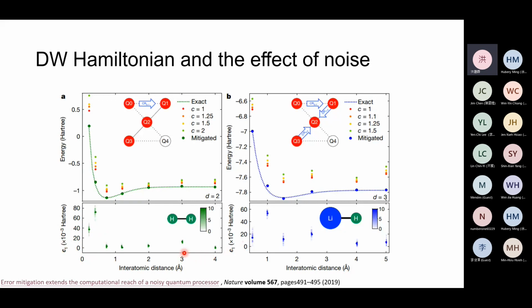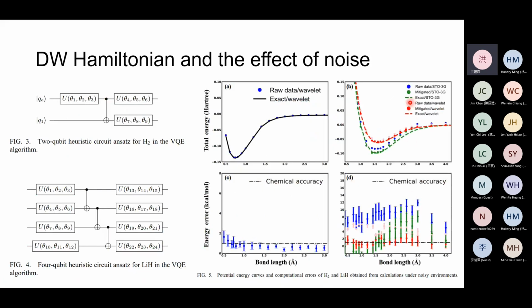The chemical accuracy here is roughly 10 to the -3 Hartree. So you can see most of their points cannot achieve chemical accuracy. Here, we intend to compare our results with that previous study. So we perform quantum simulation using the second quantized Hamiltonian based on the minimal Daubechies wavelet molecular orbital for hydrogen and lithium hydride.